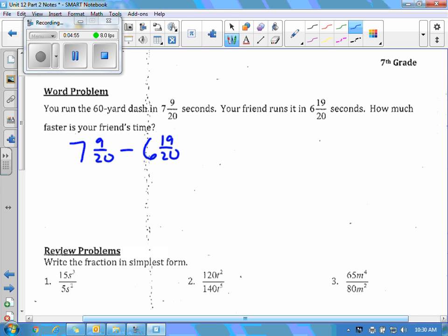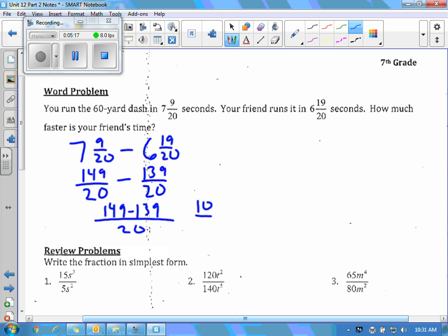So 20 times 7 plus 9 is 149 over 20, minus 20 times 6 plus 19 is 139 over 20. So I could then subtract the numerators. The denominator stays the same. So I would get 10 over 20, which reduces to 1/2. So your friend is half a second faster.